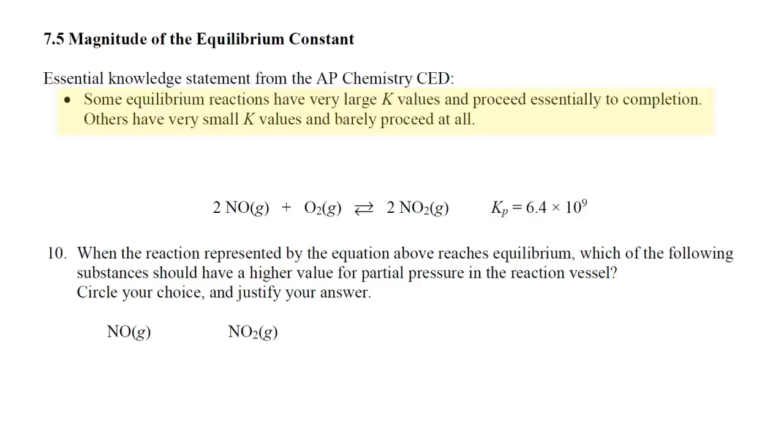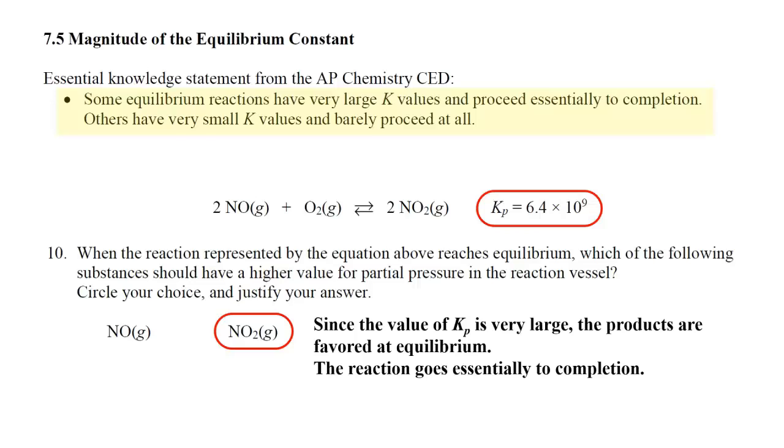So here is question 10. We are given a balanced chemical equation, and we are also given the equilibrium constant Kp, which has a value of 6.4 times 10 to the 9. So again, this would fall under the category of a very large K value and would proceed essentially to completion. Question 10 says, when the reaction represented by the equation above reaches equilibrium, which of the following substances, NO or NO2, should have a higher value for partial pressure in the reaction vessel? Circle your choice and justify your answer. So with a rather large K value, the products are going to be favored at equilibrium. This reaction goes essentially to completion from left to right. So at equilibrium, there should be a much greater amount of the product than there is of the reactant.